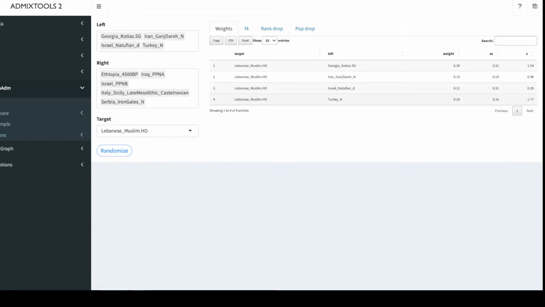All right, so we see that the Lebanese Muslims have Caucasus hunter-gatherer at 39%, Iranian farmers at 19%, Natufians at 12%, and early European farmers at 29%. That total is going to give us 99. Once again, I used the best admix to get a low standard error.